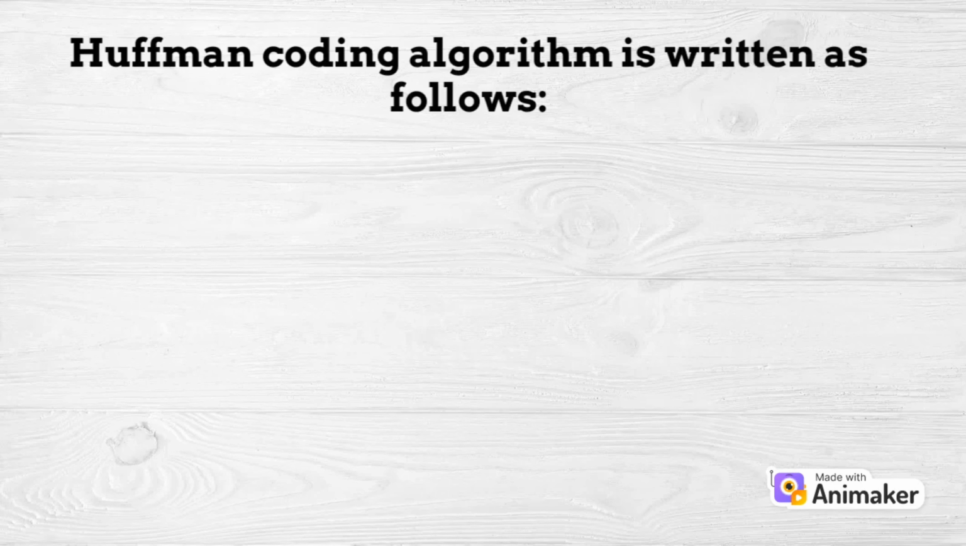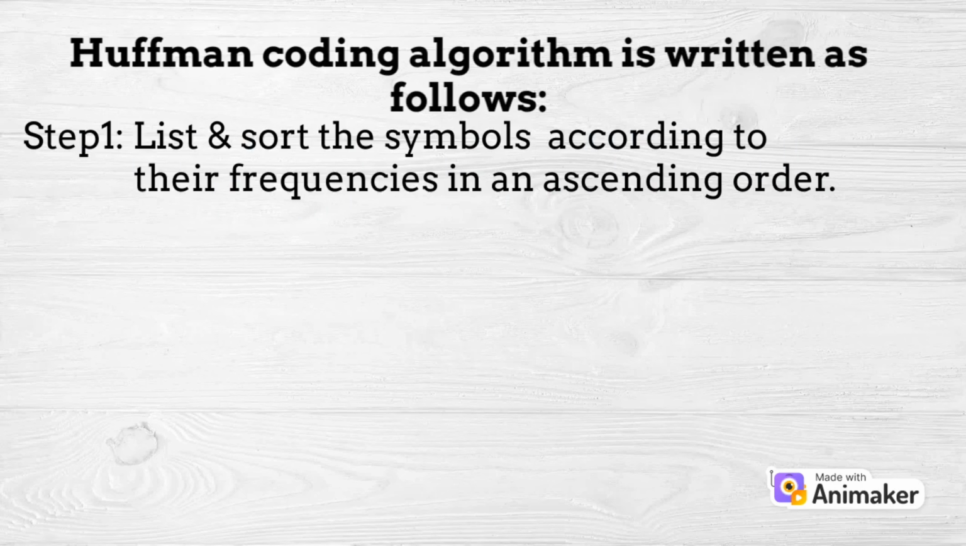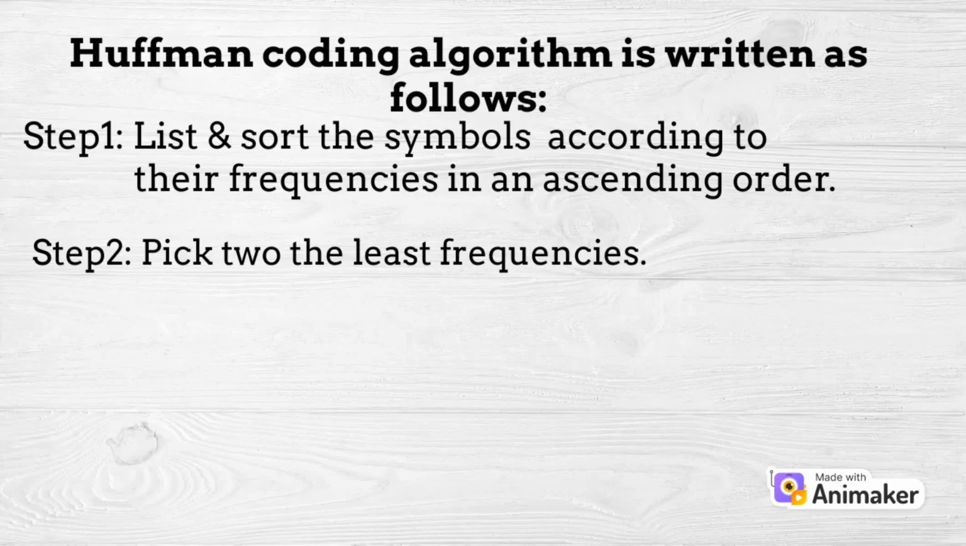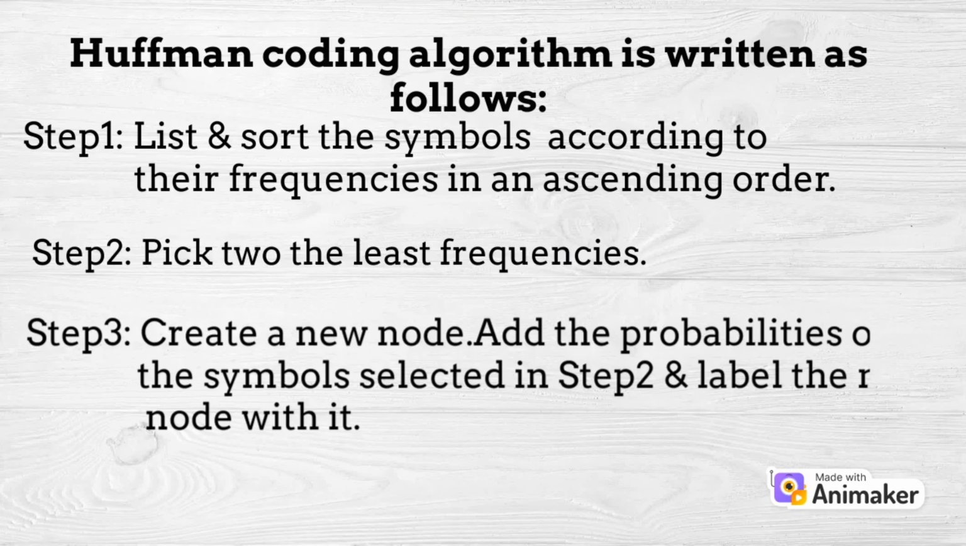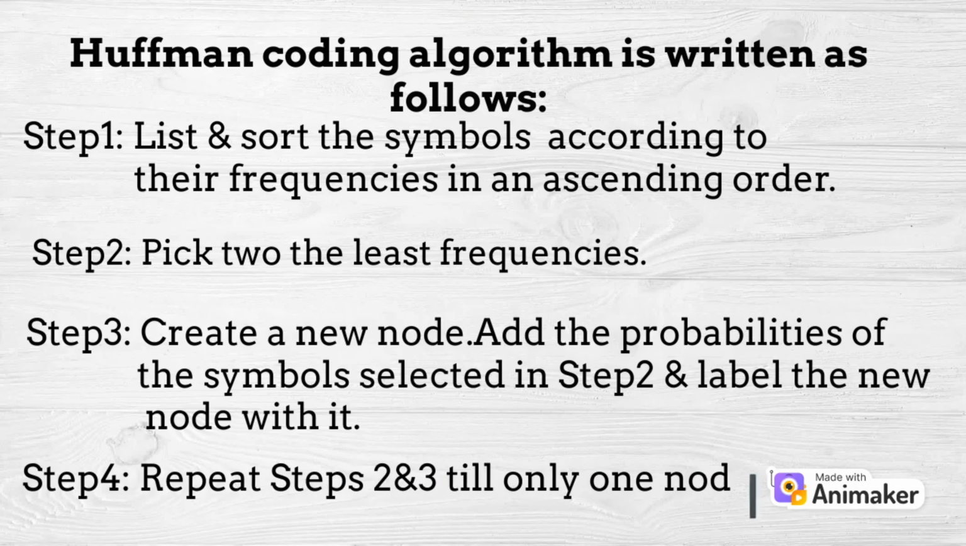Next comes the Huffman coding algorithm. The first step is to list the symbols and sort them based on the frequencies in an ascending order. The second step is to pick two symbols having low frequencies. The third step is to create a new node by adding probabilities of symbols, which are selected in step 2, and label the new node with it. The fourth step is to repeat steps 2 and 3 until only one node remains.